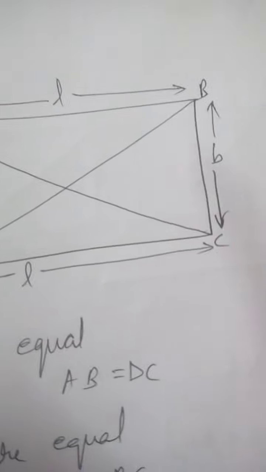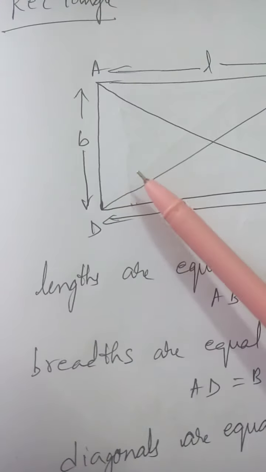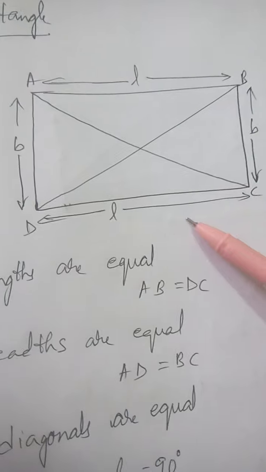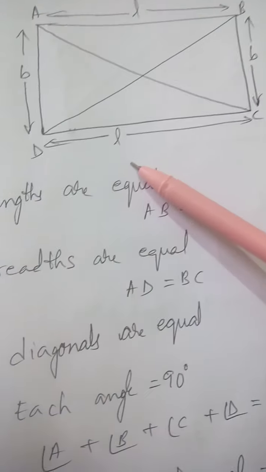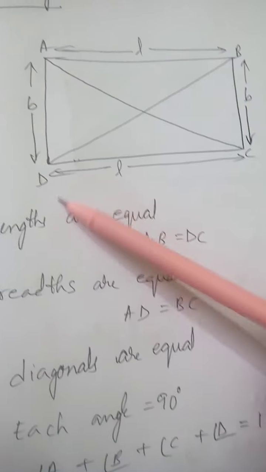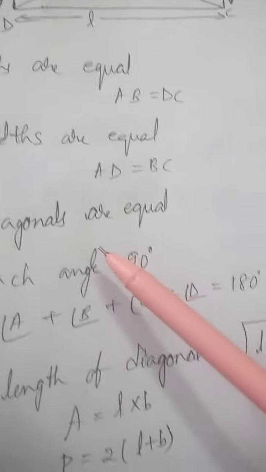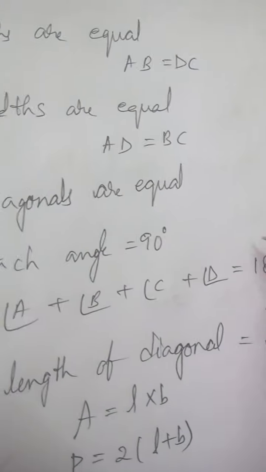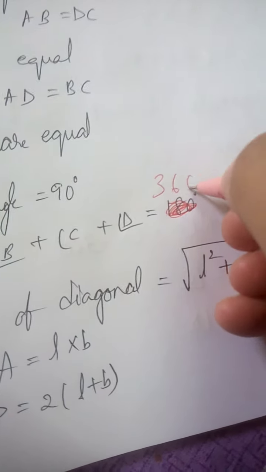Rectangle. In a rectangle, we have two lengths and two breadths. Lengths are equal. AB is equal to DC. And breadths are equal. BC is equal to AD. In this, diagonals are also equal. Each angle is 90 degrees. Sum of the angles of a rectangle, A plus B plus C plus D, is 360 degrees.